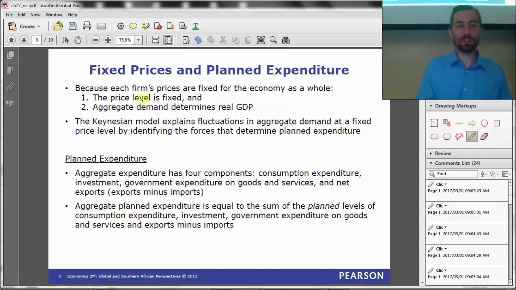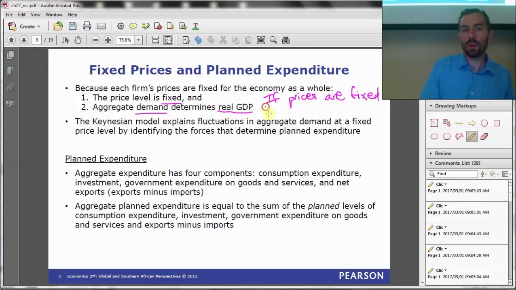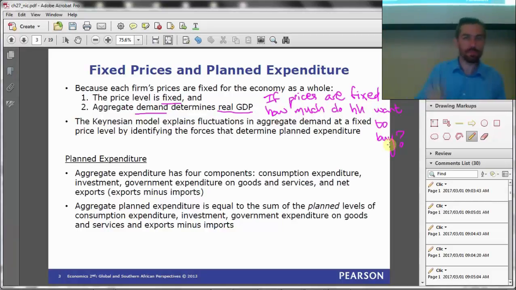So we're assuming all prices are fixed. Price level is fixed. And what we want to do is determine the level of real GDP, in other words, the amount of output when prices are fixed and the amount of output that is demanded. We're dealing with the demand side. We're not talking about supply. We're not talking about firms manufacturing things. We're saying if prices are fixed, how much output would people, well, let's say actually households, want to buy? And the way we're going to do that is using this thing called the Keynesian Model.